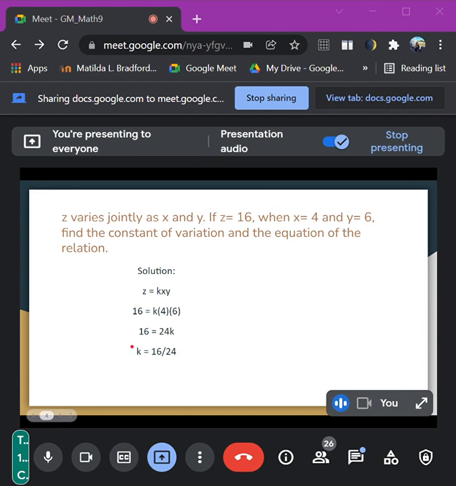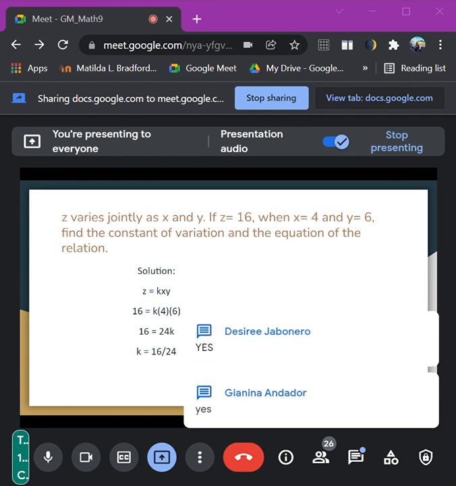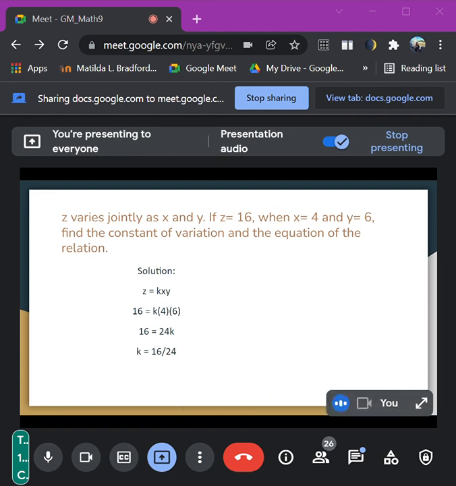Or you can also put it on the left side: 16 over 24 is equals to k. Okay, this is in equality form. The left or right can be switched. Now, can we still simplify 16 over 24? Can it be made smaller? Okay, if we simplify 16 over 24, what is it, class? Okay, 0.66 in decimal, yes.